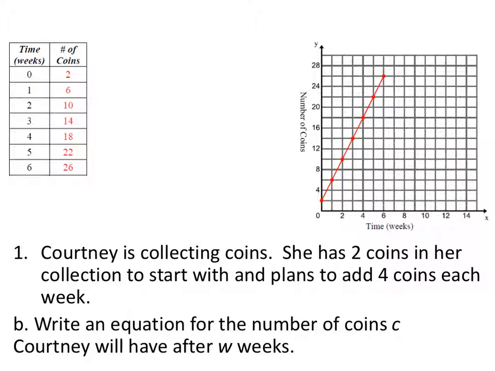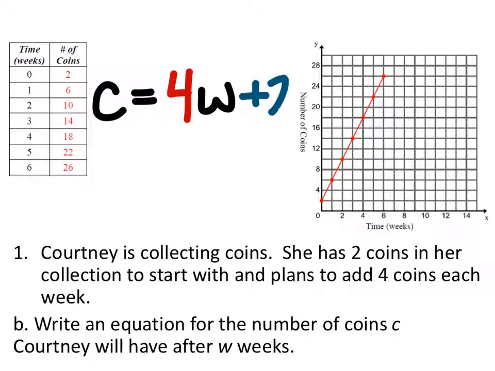Here's what we know about this, is that the number of coins is going to equal, again it's based on the weeks, and Courtney is collecting 4 coins every week. So if I took 4 and multiplied it by the number of weeks, that would tell me how many she's collected since the beginning. But in the beginning, she had the additional 2 coins that she had already collected. So this equation should work for any of these values.